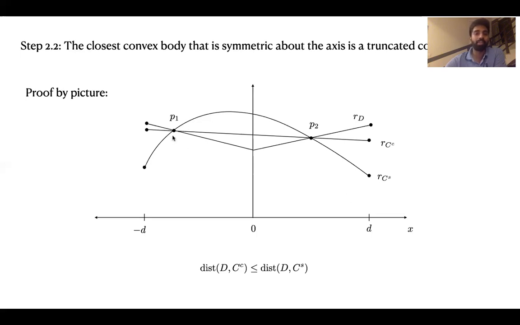Similarly, we can observe that between P1 and minus D. So essentially, everywhere between minus D and D, CC is closer to D than CS. So that would prove this.